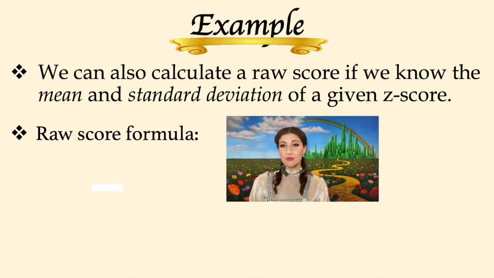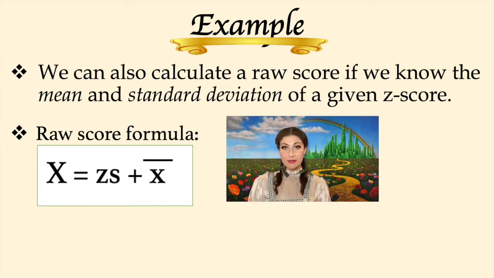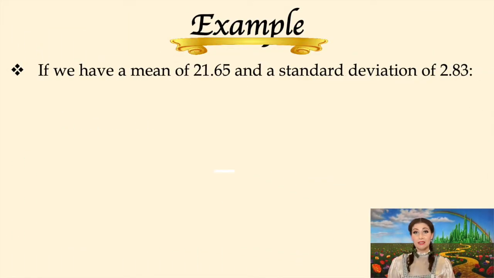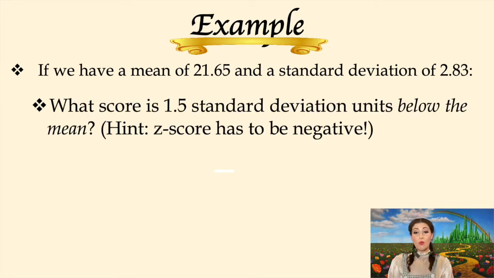So if you think back to the raw score formula, where x represents the raw score that we're trying to calculate, x is equal to the z-score multiplied by standard deviation plus the mean. Again, order of operations, make sure you multiply z by s before adding the average. So if we have a mean of 21.65 and a standard deviation of 2.83, what score is 1.5 standard units below the mean? The word below is a good indication that the z-score has to be negative.